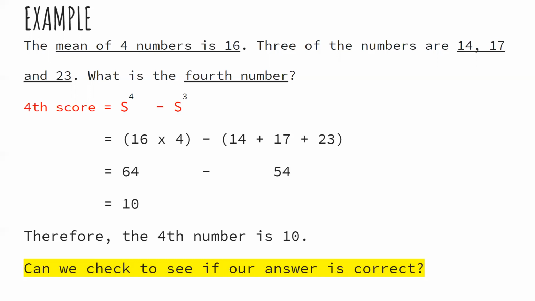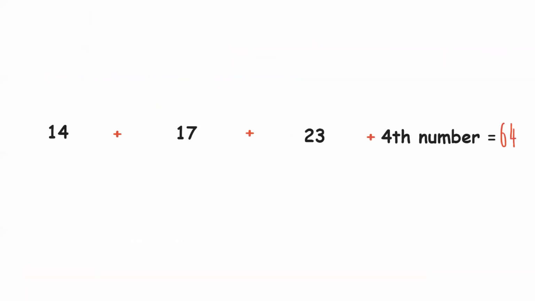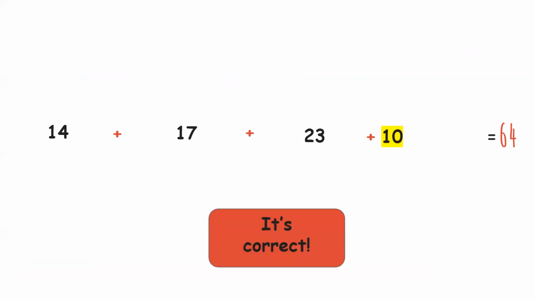Now, there are 2 ways for us to check our answer to ensure that it's correct. Let's go back to our diagram. We can put in the number 10 and see if we actually get 64. And when we add all 4 numbers, we see that it's correct. Do you see why it's important to use diagrams when solving problems? It's a very useful strategy.